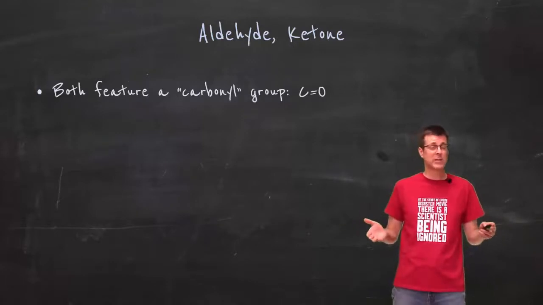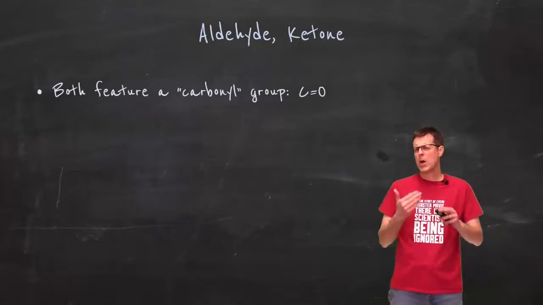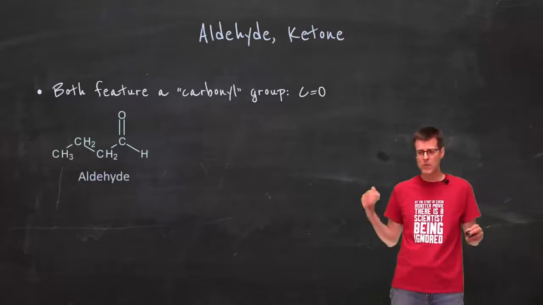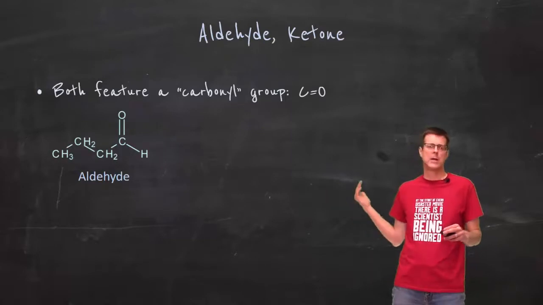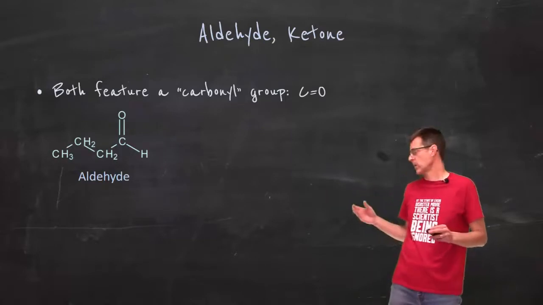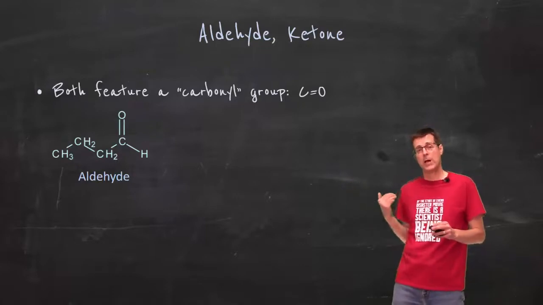You might have pronounced it differently. I'm not going to really call it a carbonyl group all that often, but that's a carbon-oxygen double bond. So if it's an aldehyde, then that carbon-oxygen double bond happens right at the very end carbon. So I've got a carbon double bond oxygen followed by a hydrogen.